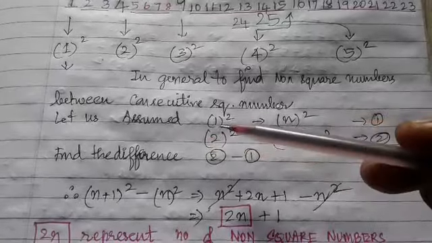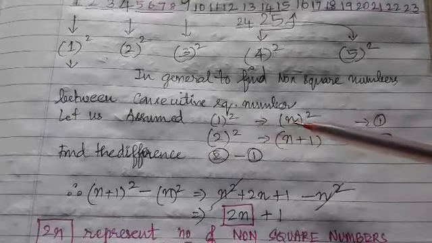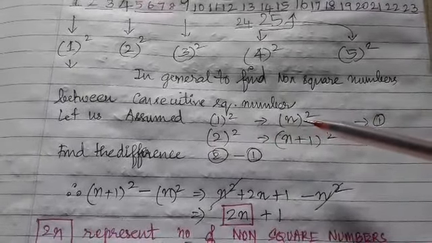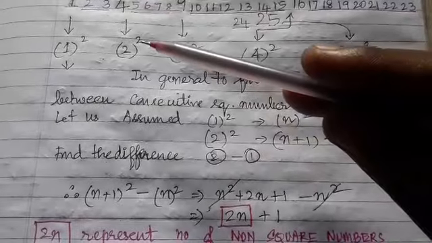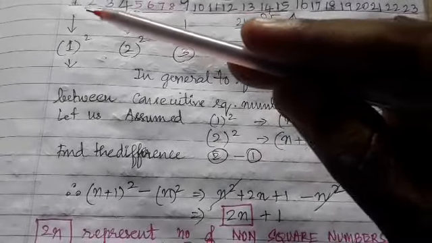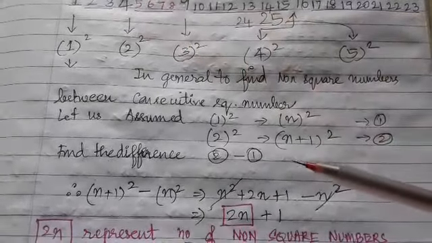Let us assume 1 is a perfect square number. Let us assume 1 as n, so n square. 2 square, that is 4, is the second perfect square number. In between, how many numbers are there? 2 and 3 are there. So how to calculate this by a formula?